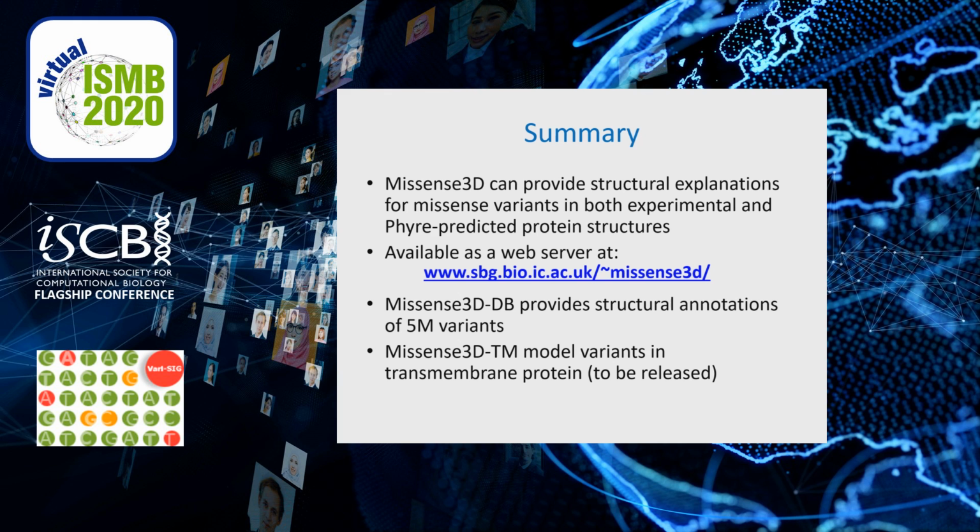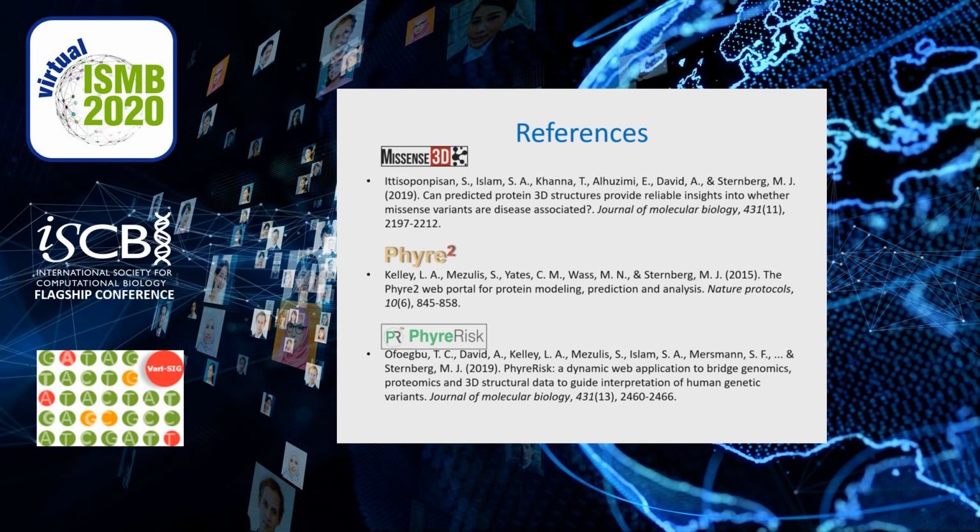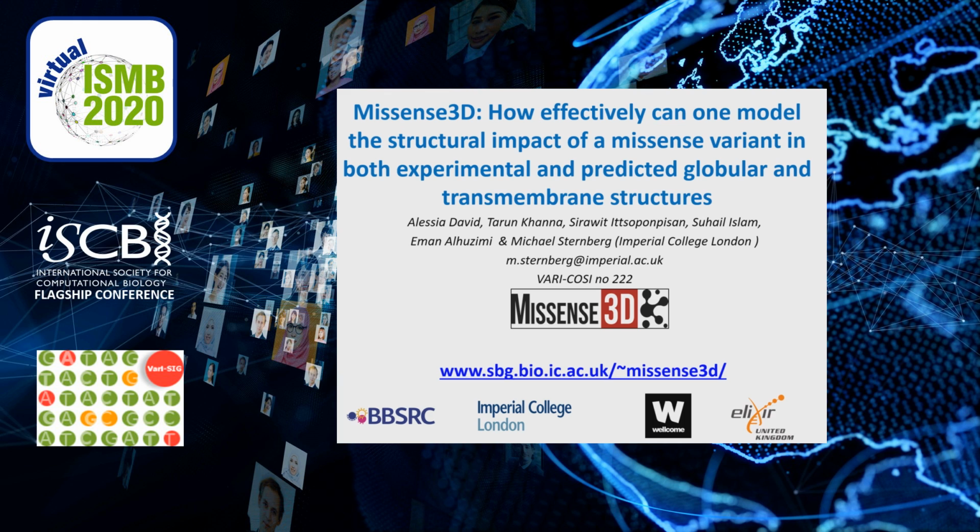To summarise, Missense3D can provide structural explanations for missense variants in both experimental and predicted structures. It's available as a web server at the following address. Missense3D provides structural annotations for 5 million variants, and we are also extending Missense3D to model variants within transmembrane regions. The next slide summarises the 3 key references, and I thank you for your attention and acknowledge the contribution of the team.